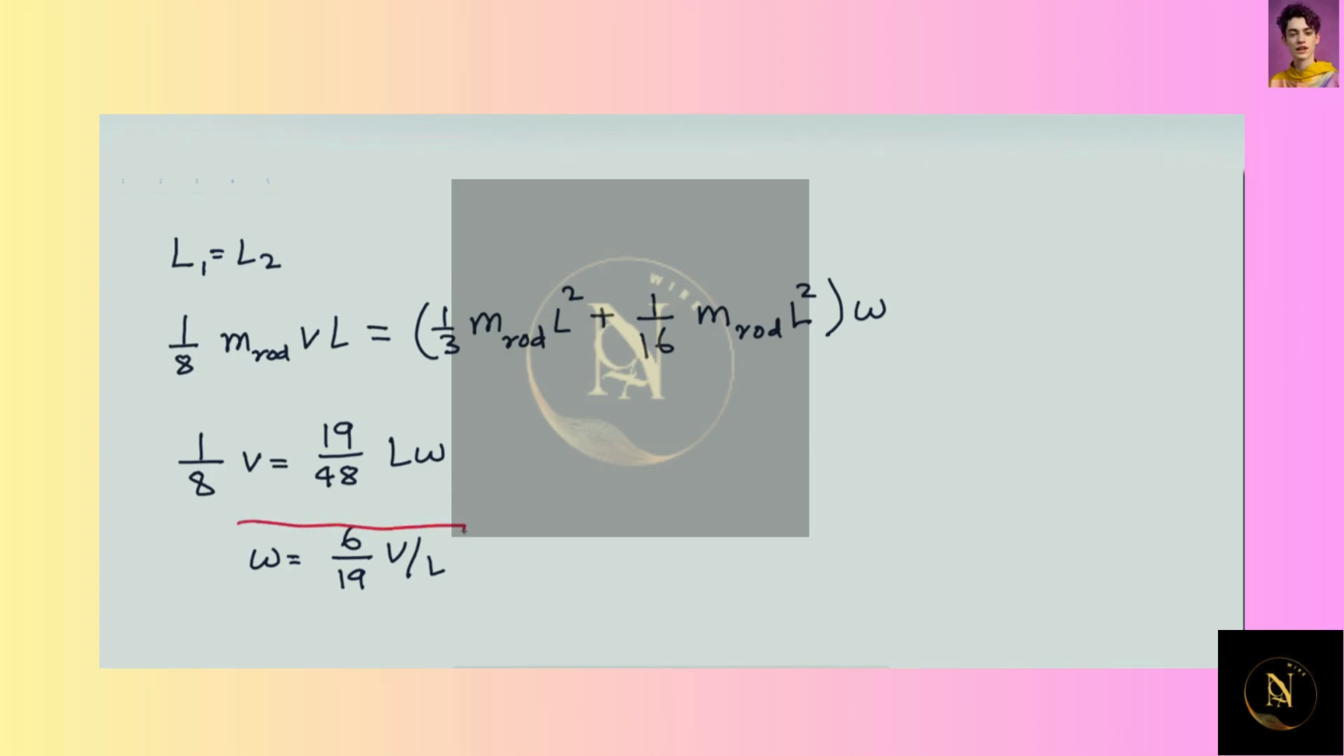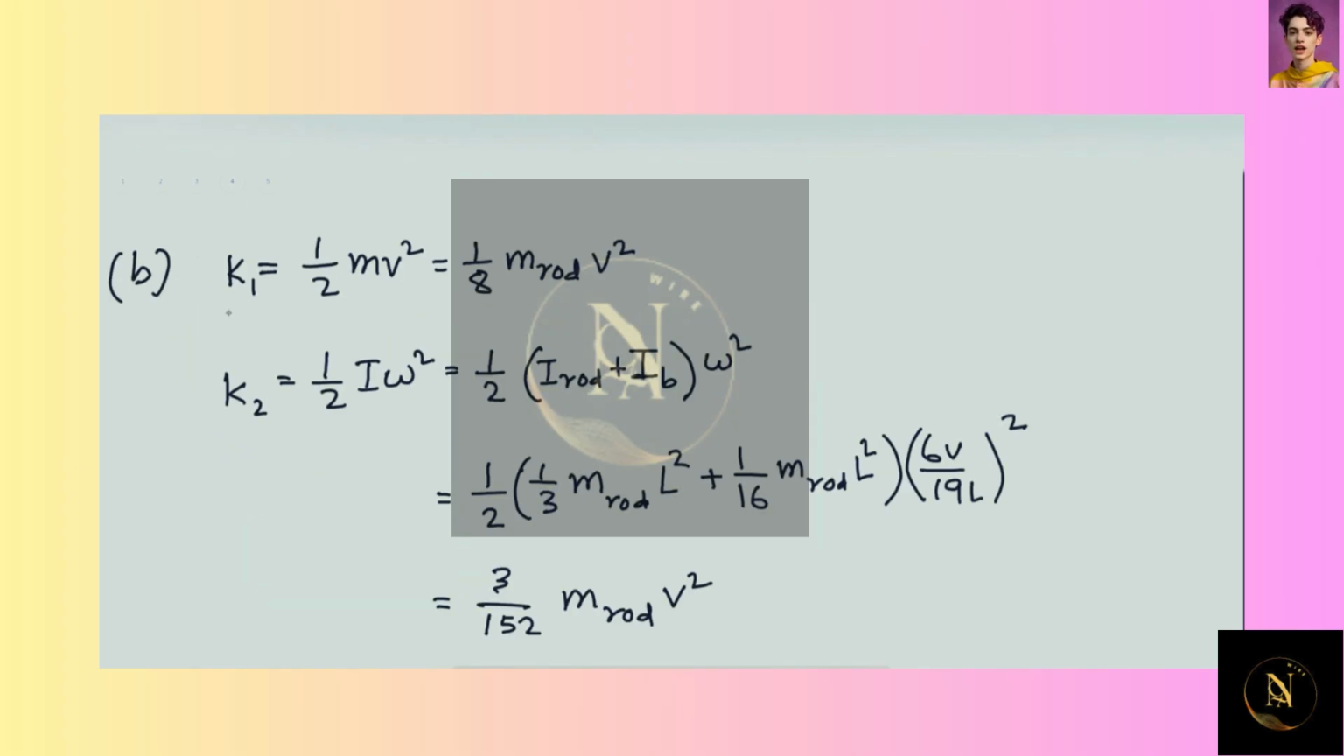Now, once we know omega, it should be easy to calculate the kinetic energy of the system after collision and before collision. So before collision, it's just half m v squared, where m is actually the mass of the bullet, so that's going to be m_b, and we can replace m_b by 1/4 of m_rod, and then this is the kinetic energy before collision.